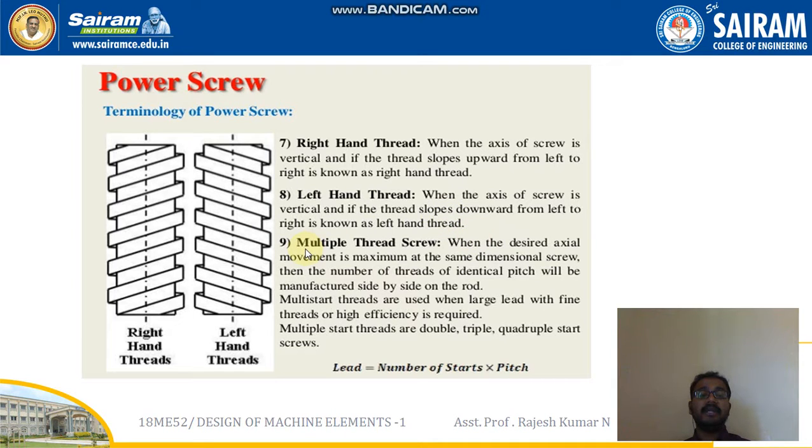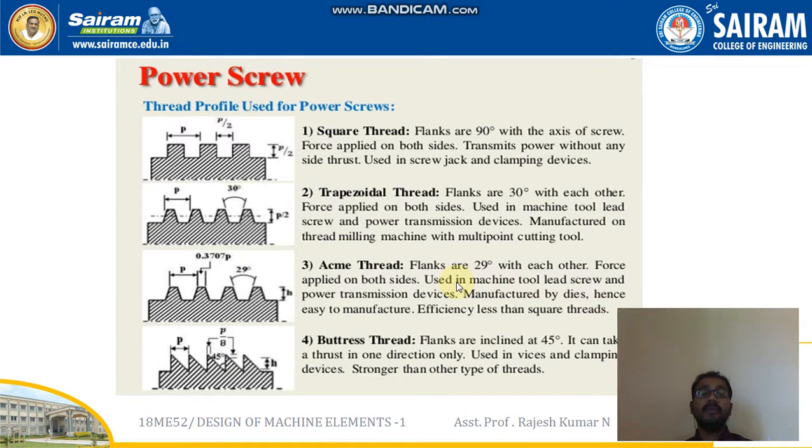Then multiple thread screw. When the desired axial movement is maximum with the same dimensional screw, then a number of threads of identical pitch will be manufactured side by side on the rod. Multi-start threads are used when large lead with fine threads or high efficiency is required. Multiple start threads are double, triple, quadruple start screws. So lead is equal to number of starts into pitch.